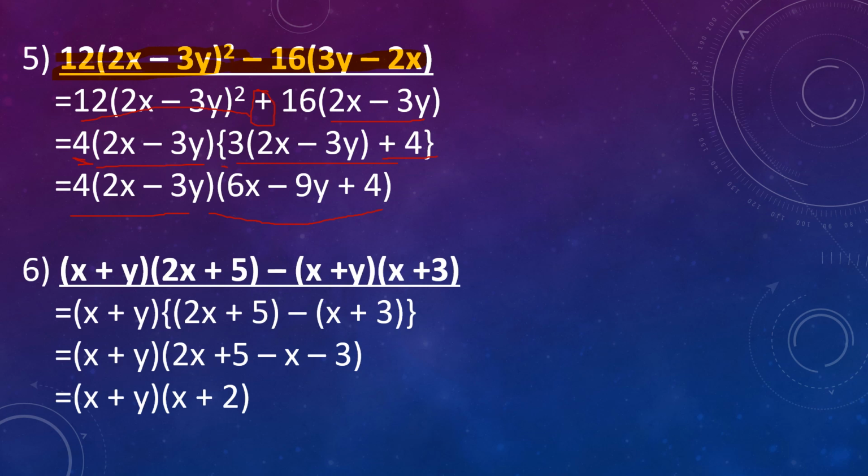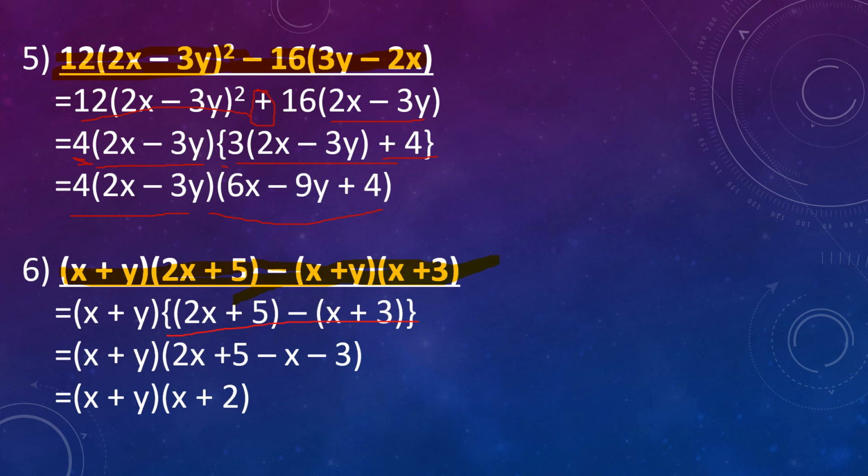Sixth question is (x plus y)(2x plus 5) minus (x plus y)(x plus 3). Easily you can see that x plus y, the binomial, is common, taken up common, but you need to use the curly bracket because other two terms are also binomials. So use curly bracket and then always write binomial in common bracket. So 2x plus 5 at first place minus x plus 3 in second place.